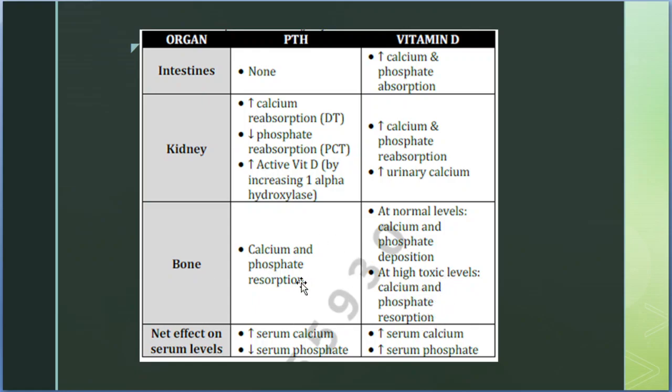So now, what are the net effects of parathyroid hormone and vitamin D on our blood? Parathyroid hormone will generally increase your serum calcium and decrease your serum phosphate. Vitamin D naman, again, increases serum calcium, same as parathyroid hormone. However, it also increases your serum phosphate. Again, parathyroid: increased calcium, low phosphate. Vitamin D: both serum calcium and serum phosphate go up.